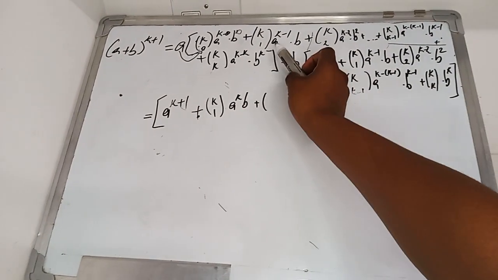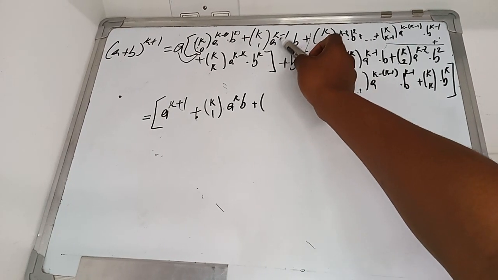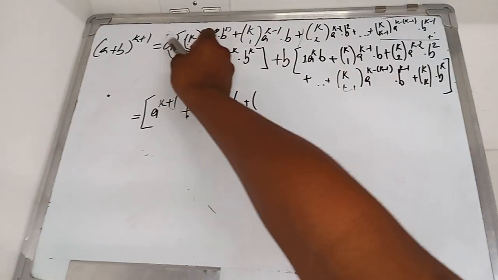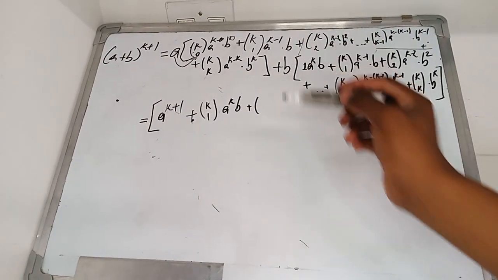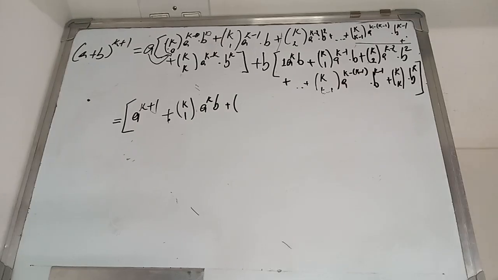Then a to the power k minus 1 times a to the power 1 gives me a to the power k times b, this b. Okay, I'm sorry about that.